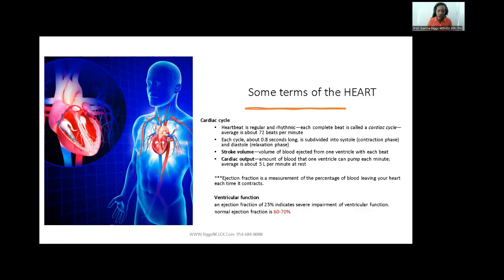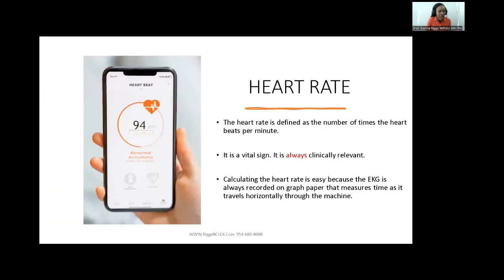So minimally, we want at least 60% of the blood in your ventricles leaving the ventricles every time your ventricles contract. At least 60%. Okay? So ejection fraction is a measure of the percent of blood leaving your heart each time it contracts, and we want at least 60%. So if you get a test question and the client has an ejection fraction of 25, that is severe impairment of their ventricular system function. That is somebody in heart failure. So know that and understand that, okay?